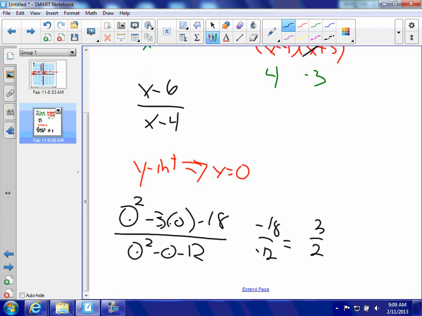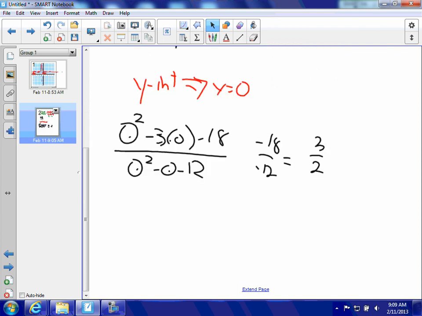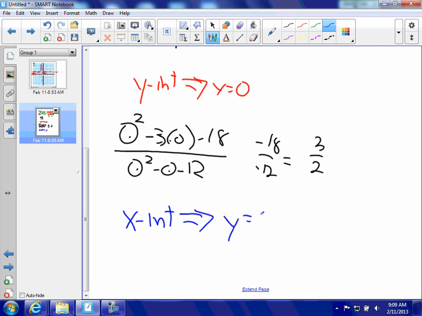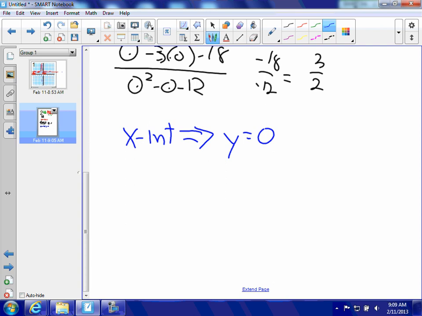Questions? No? Okay. So x-intercepts. That's the next one, Duffy, right? Okay. X-intercepts. So where I'm trying to find an x-intercept, y equals 0. Okay. So if y is equal to 0, I have my original function here: x squared minus 3x minus 18 over x squared minus x minus 12. I set y equal to 0.